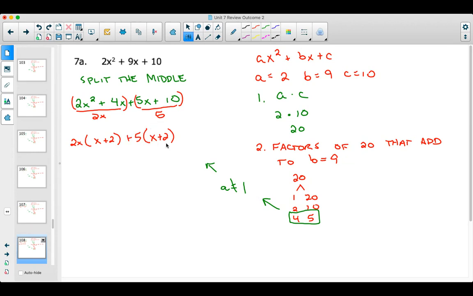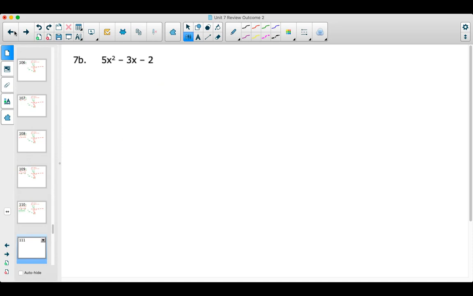All right. Next one, again, I don't see a GCF here, so I'm just going to go straight to ax squared plus bx plus c. A is 5, b is negative 3, and c is negative 2. I'm multiplying a times c, so that's 5 times negative 2, which is negative 10. I'm going to find the factors of negative 10 that add up to b, which is negative 3.